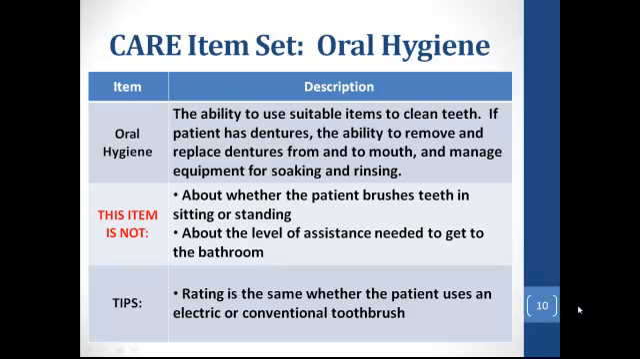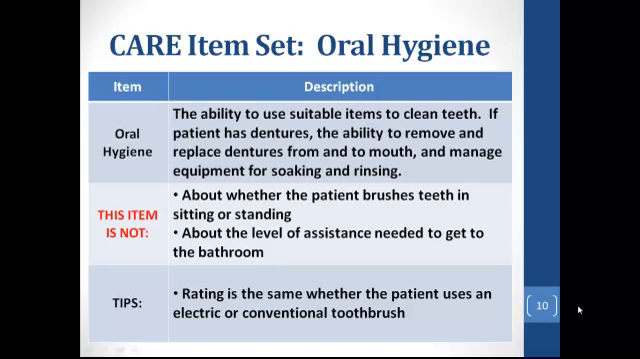The next care item is oral hygiene. It is defined as the ability to use suitable items to clean the teeth. If a patient has dentures, then it includes the ability to remove the dentures from the mouth and replace them in the mouth, as well as managing the equipment for soaking and rinsing. This item is not about whether the patient brushes her teeth in sitting or standing, nor about the level of assistance needed to get to the bathroom.